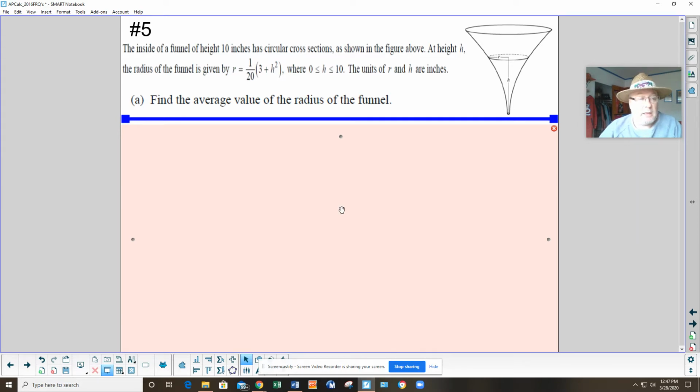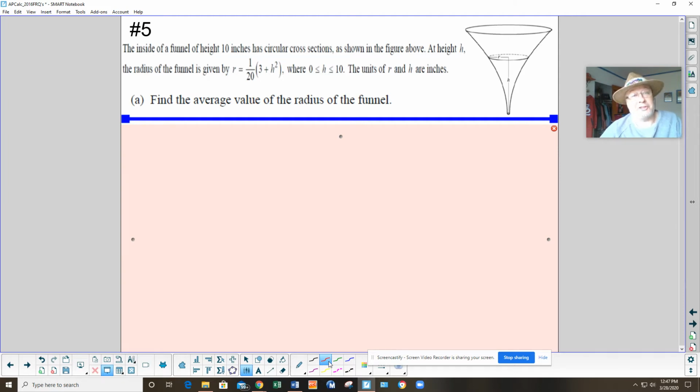Hello, everybody. Here is 2016 FRQ number 5. The question is about this funnel. I remember when this question first came through on the actual 2016 exam. It was often regarded as one of the most challenging problems, and I really don't know why, because it's actually kind of easy.